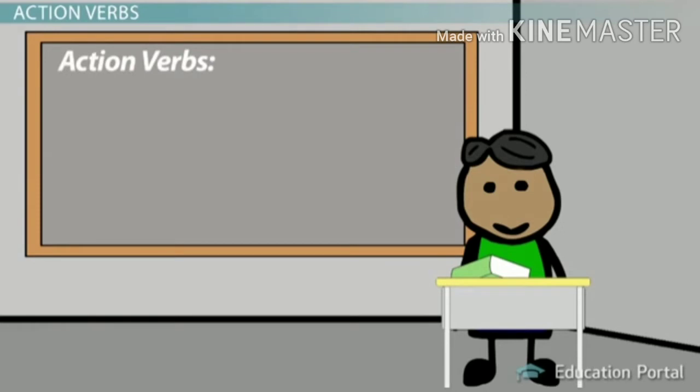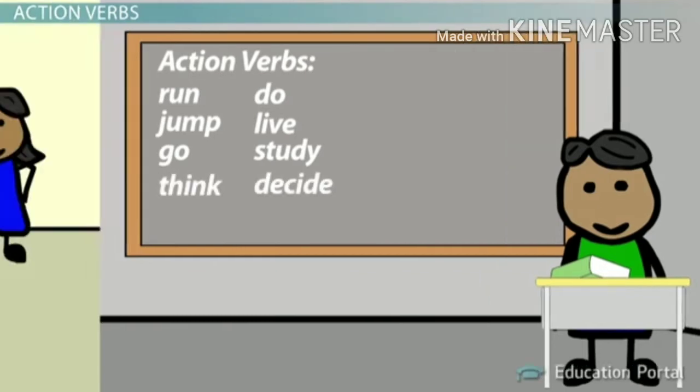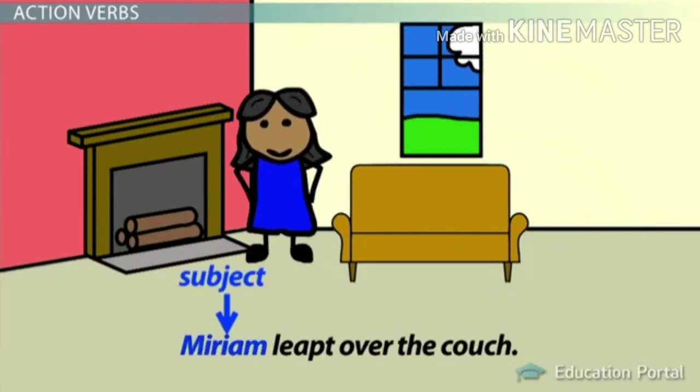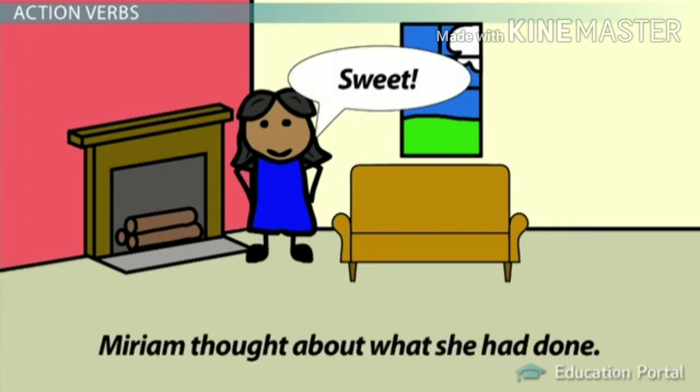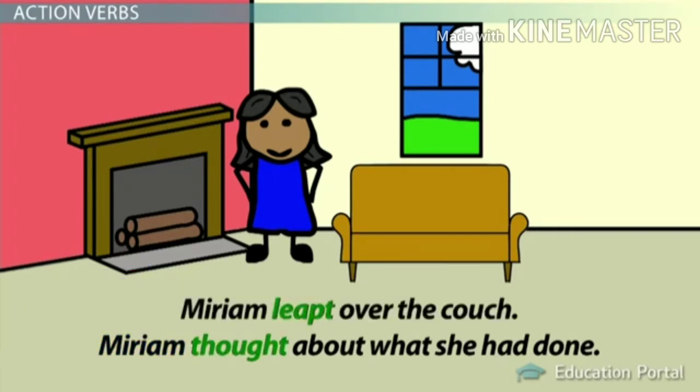Examples of action verbs are run, jump, go, think, do, live, and study. Note that action verbs include not just verbs that are truly action-packed. They include words like think and decide and other actions that aren't actually visible. For example, in the sentence, Miriam leapt over the couch, the subject Miriam is performing the action of the verb leapt. In the sentence, Miriam thought about what she had done, the subject Miriam is performing the action of the verb thought.